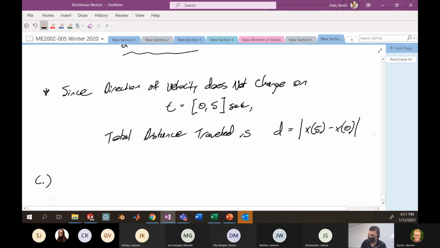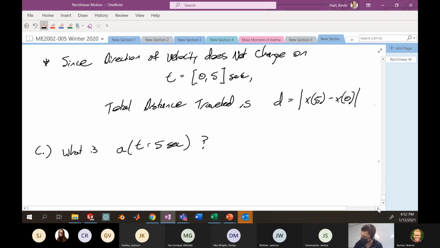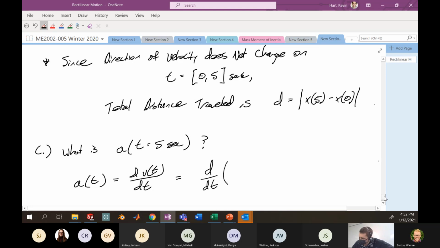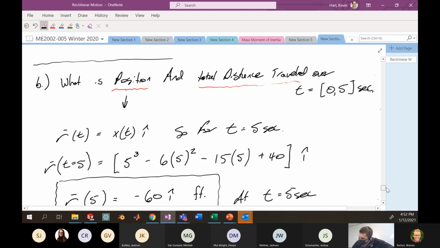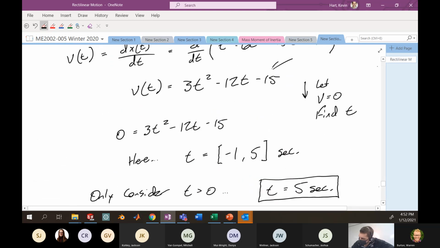Part C. Here we want to know the acceleration of the particle at 5 seconds. Well, the acceleration is just the derivative of the velocity as a function of time. So we can come up with an expression for the acceleration as a function of time, then plug in 5 seconds. So this is the derivative with respect to time of my velocity. I've got that expression already. It's all the way back up here: 3t squared minus 12t minus 15.